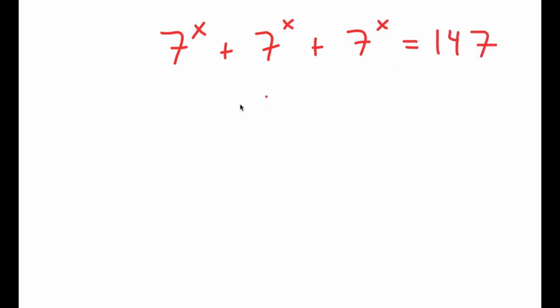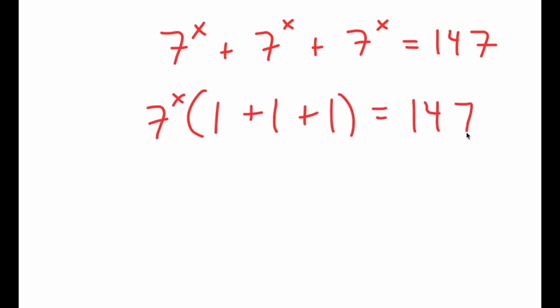Alright, so in this video, I'm going to solve the equation 7 to the power of x plus 7 to the power of x plus 7 to the power of x is equal to 147. To start, I'm going to factor out 7 to the power of x, so I get 7 to the power of x times 1 plus 1 plus 1 is equal to 147. So 7 to the power of x times 3 is equal to 147.